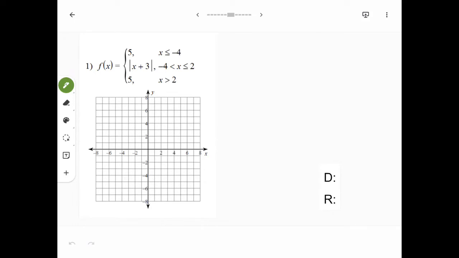So -4 and 2 is where my graph switched, so that's where I'm going to draw myself vertical lines. -4 and at 2 is where I should see some changes. So I'm going to have one graph over here, another graph in the middle, and then a third one way over here. Then we're going to start to make our t-charts.